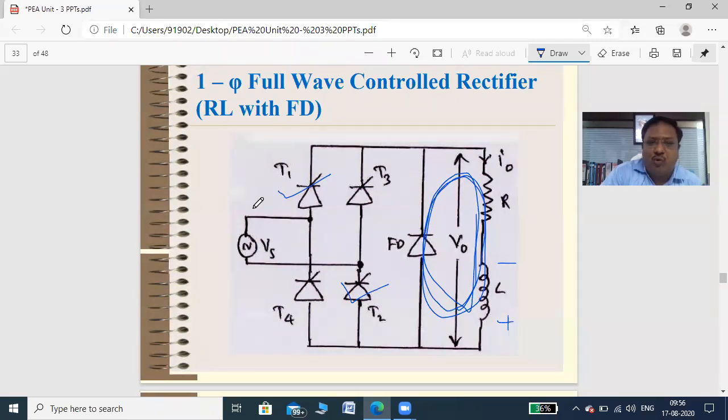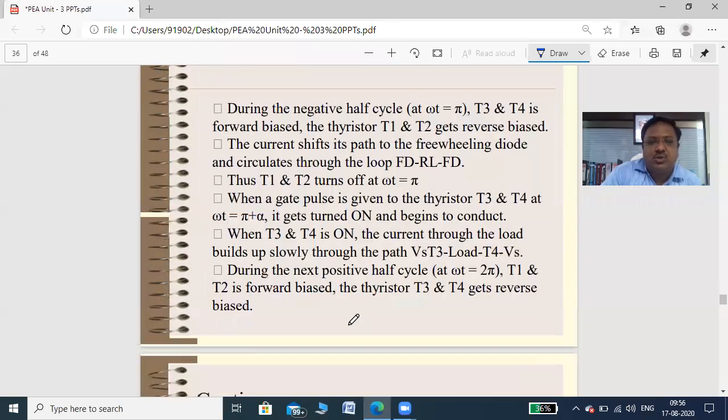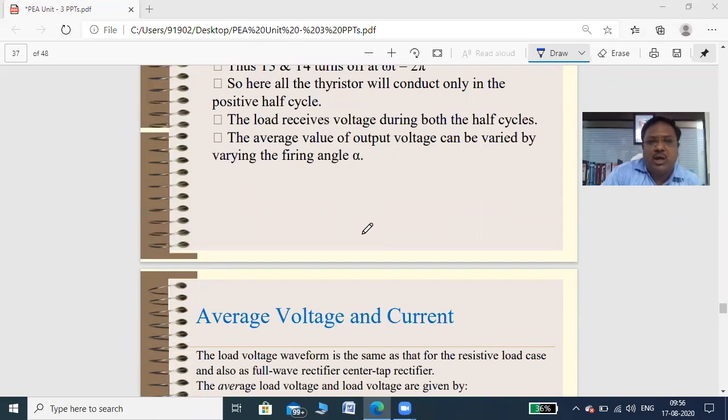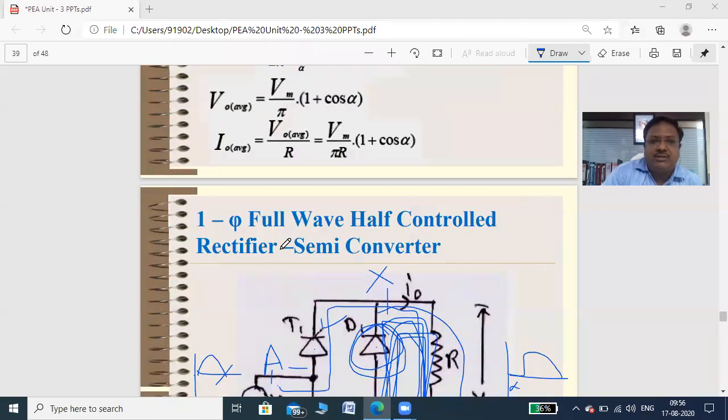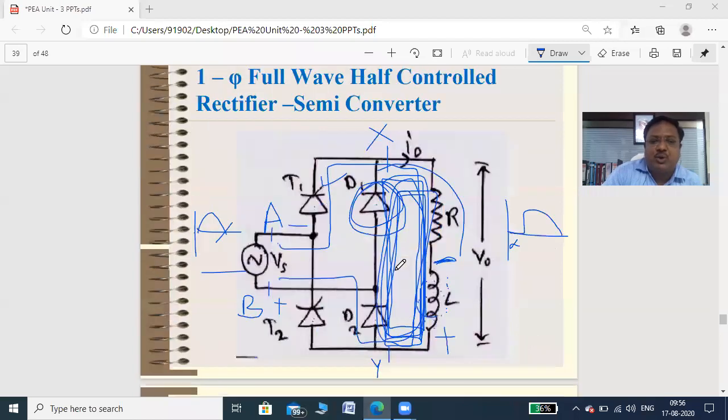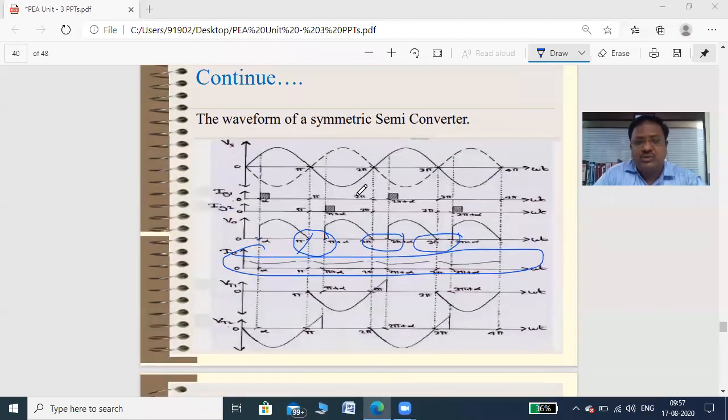So by using 4 SCRs and 1 diode, you can just use 2 SCRs and 2 diodes. You will get the same kind of operation, right? This is a full wave half controlled converter because only the SCRs are controlled, the diodes are uncontrolled. That's what is called half controlled. But the output waveforms, if you see, this is a replica of the previous one. Same, everything is same, right?